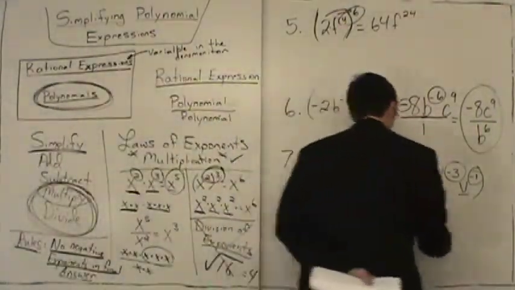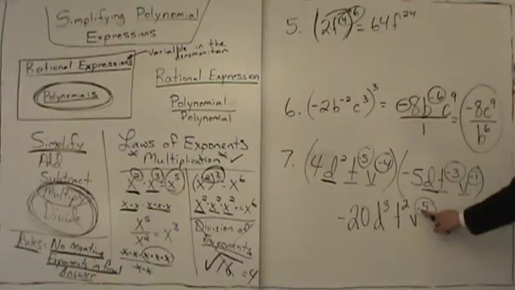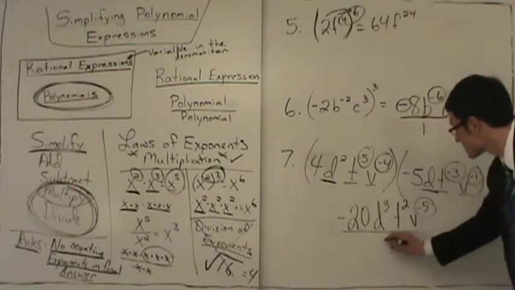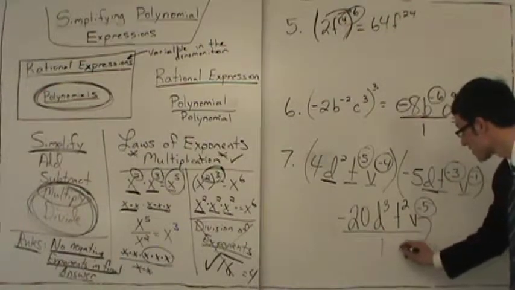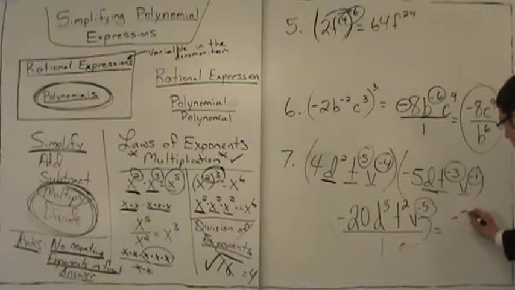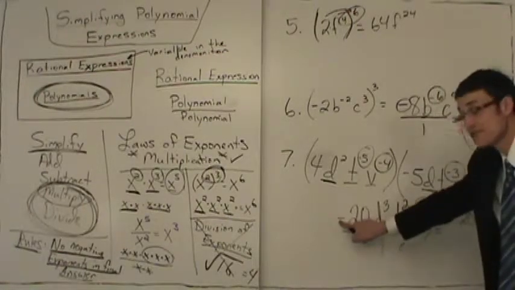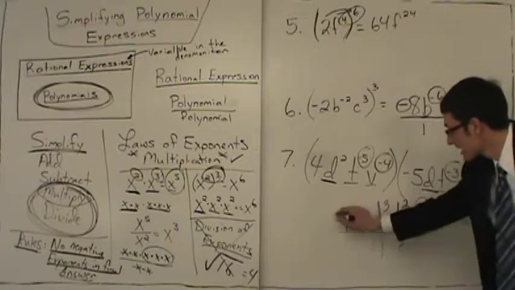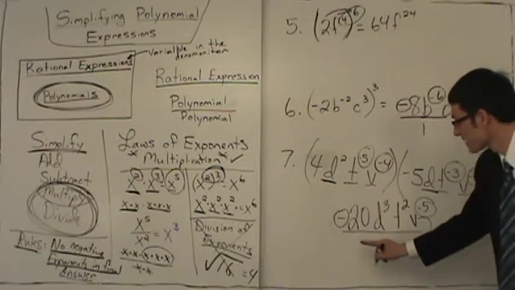So v to the -5th, this is a negative exponent, it has to move where? It has to move to the bottom. So if we move it to the bottom, we get what? -20. Remember, -20 is different. This is a negative number. That is not a negative exponent.